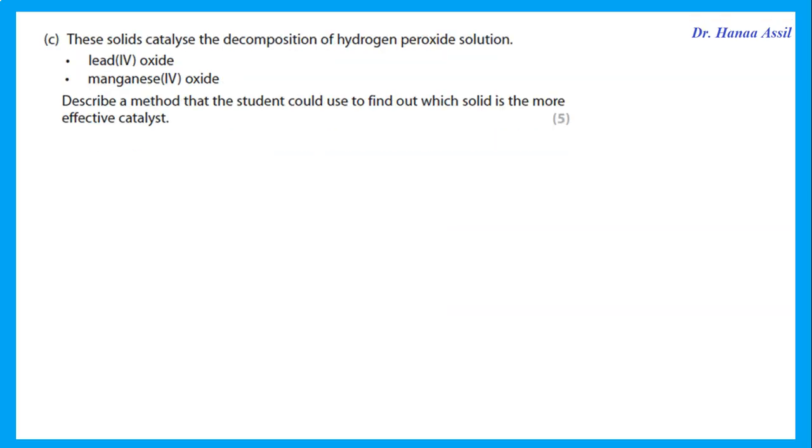These solids catalyze the decomposition of hydrogen peroxide. So we know that lead oxide and manganese oxide both act as catalysts. Describe a method that the student should use to find out which solid is the more effective catalyst. So I want to know which of these is better. Of course, the one that is more effective is the one that makes the reaction faster. So we're asking, which of these makes the reaction faster? Well, how do I know?